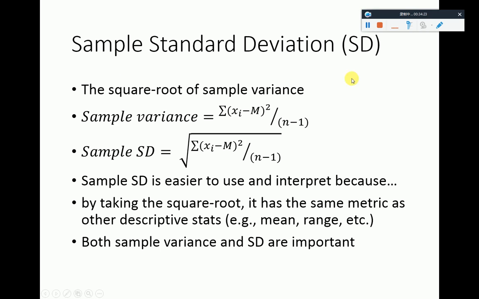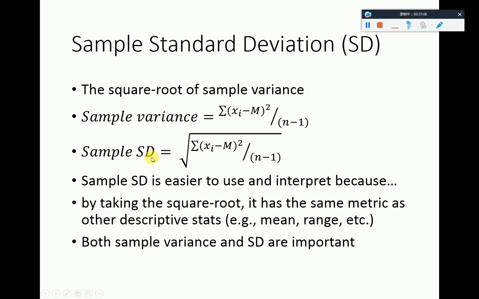Now the last dispersion statistic will be the sample standard deviation, or SD. The calculation of sample standard deviation will be very easy. That's the square root of the sample variance. So whenever you want to find the sample standard deviation, you always need to find out the sample variance, and then once you find it, you take the square root of it. Okay, so here's the sample variance, the thing that we just talked about. To find the sample standard deviation, you just take the square root of the sample variance, and you have the sample SD.